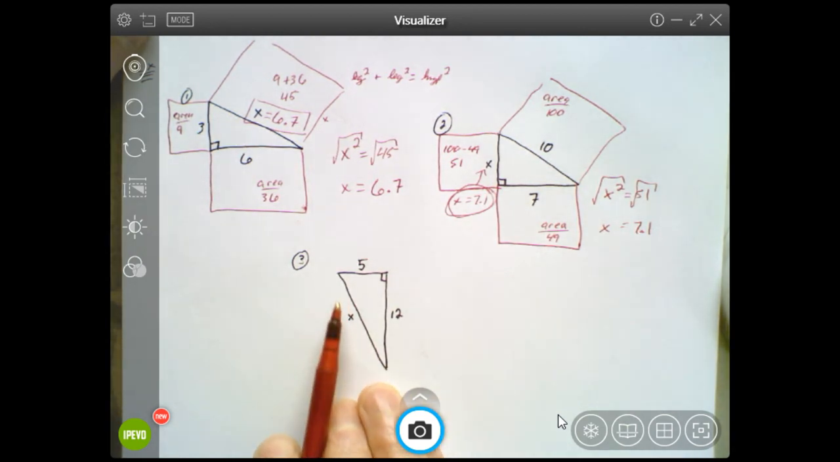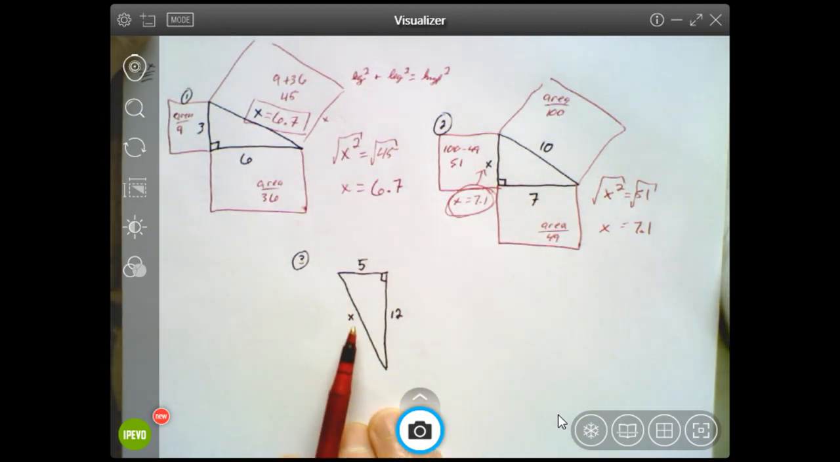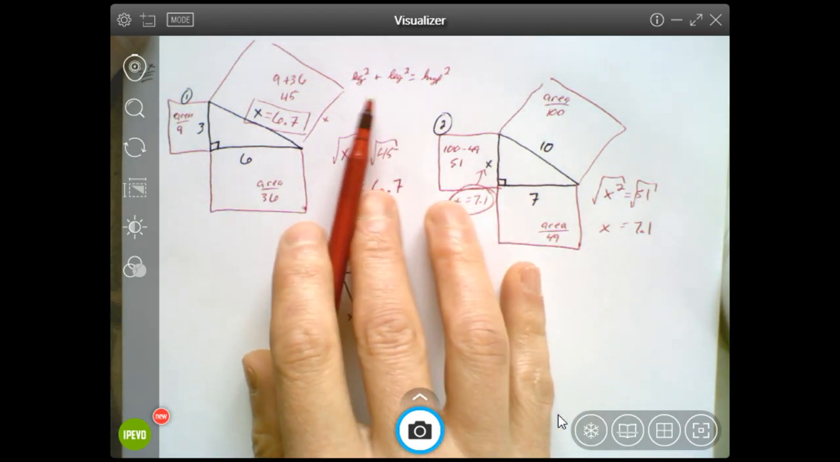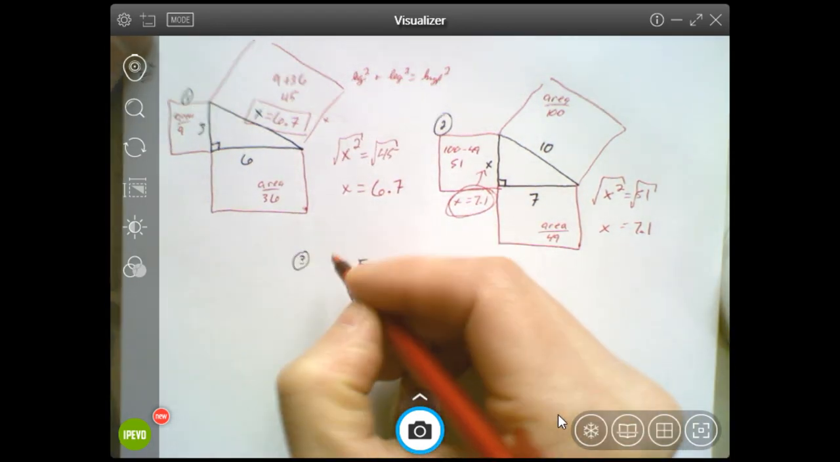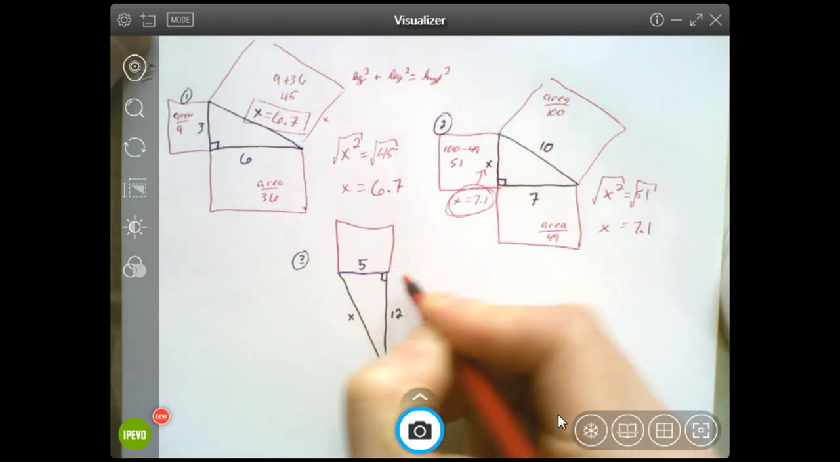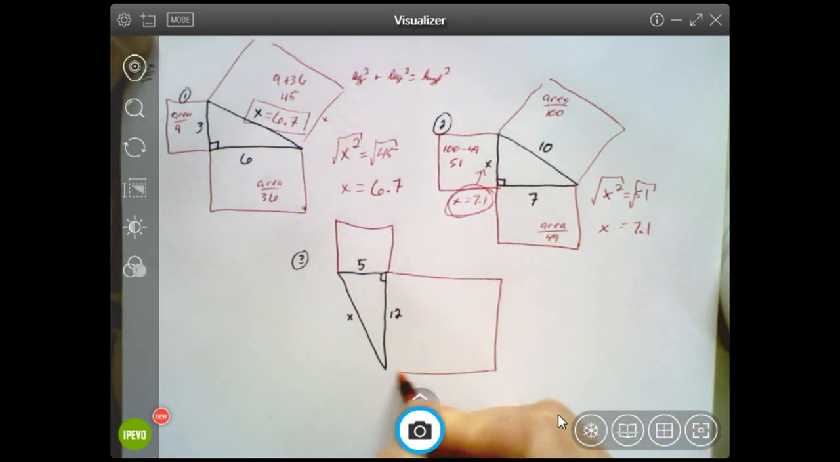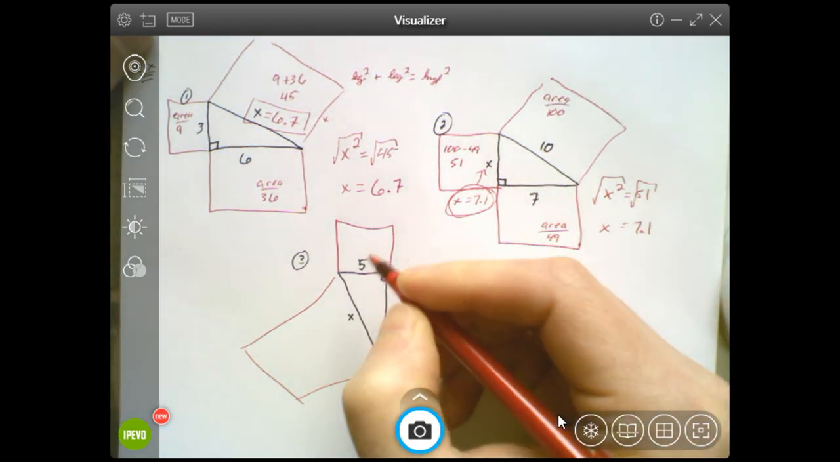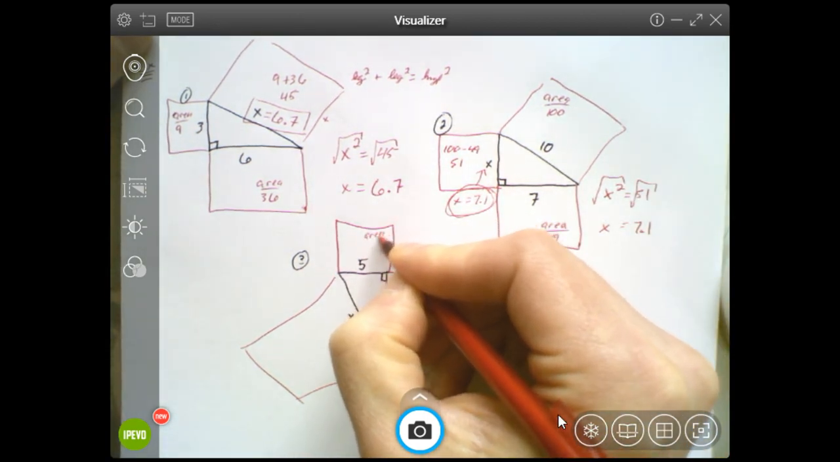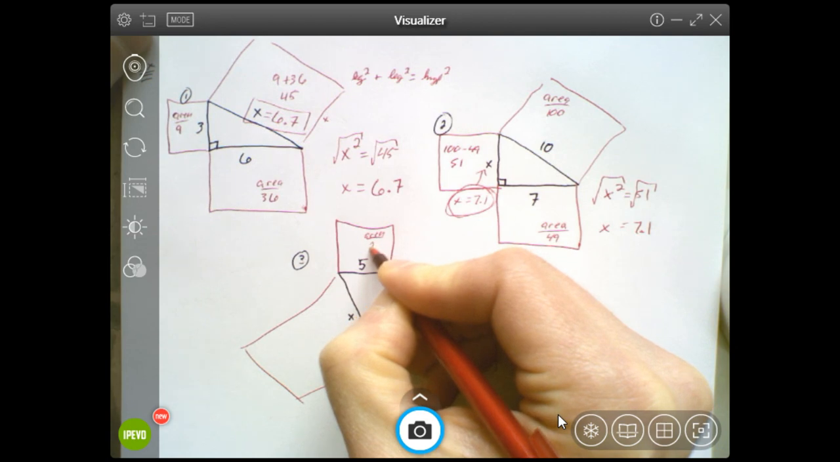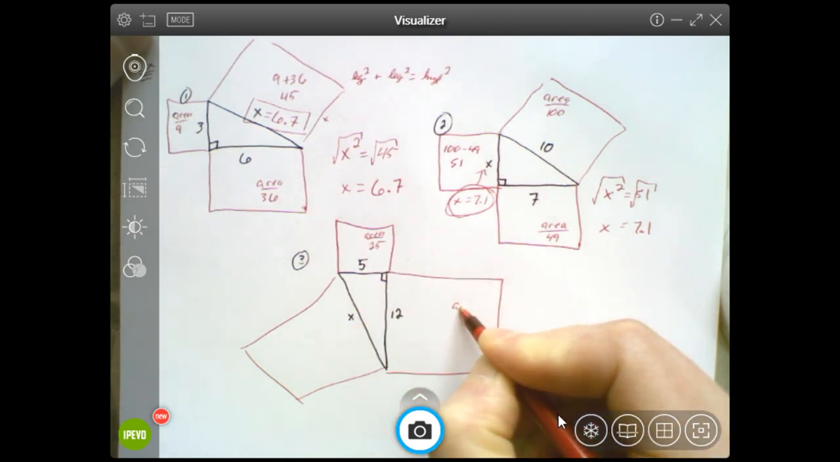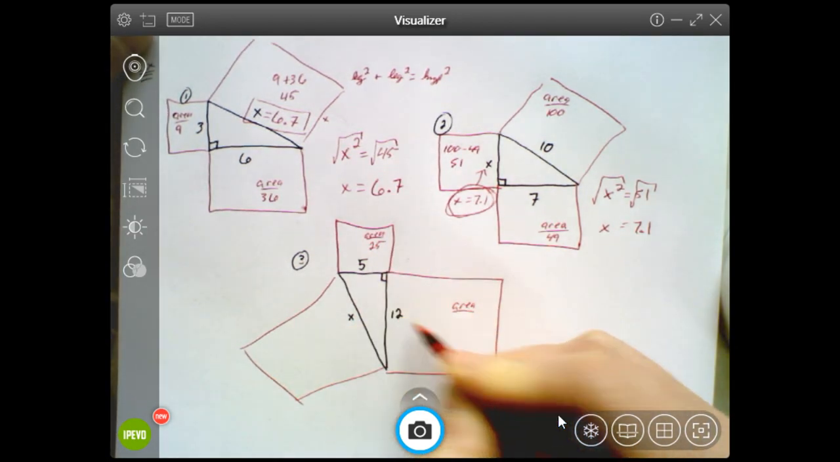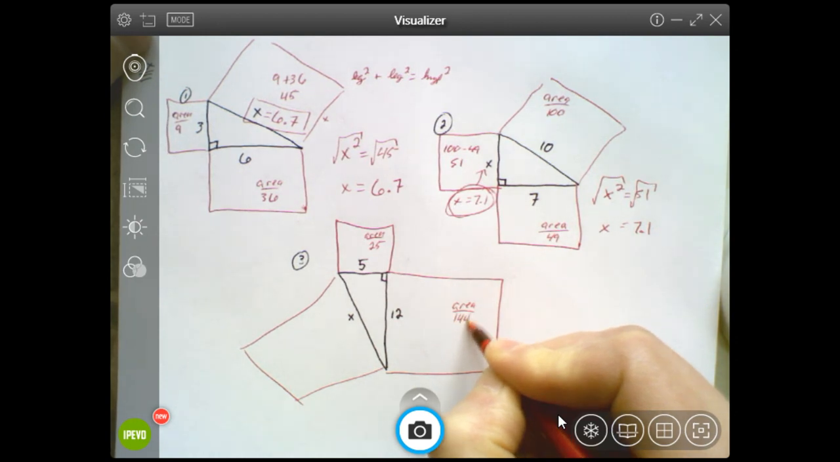So again, I'm looking for the hypotenuse, which means I'm going to be adding the two legs together. So here I'm going to be adding the two squares. So first I got to find those two squares. So I'm going to just build those two squares. The area of this square is just 5 times 5, or 25. The area of this square is 12 times 12, or 144.